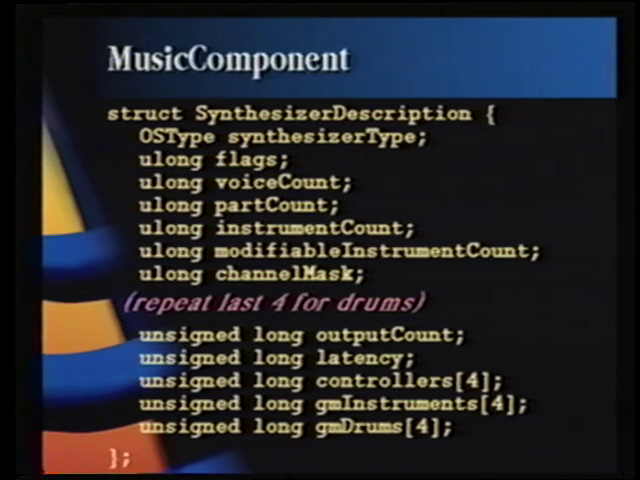Then there's some other finicky details like the output count, typically 2 for left and right. The latency, which is the number of milliseconds between the time that it receives a play note call and the time that music comes out. This is very useful for synchronizing different synthesizers. The software synth, for example, has a fairly long latency, but because we know that latency, we can synchronize it with external MIDI hardware. And then there's some bit fields that specify which of the general MIDI instruments are supported by the device.